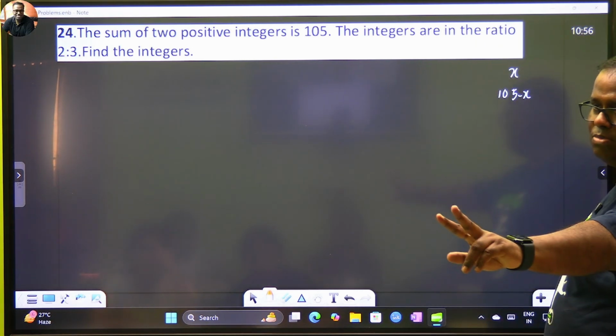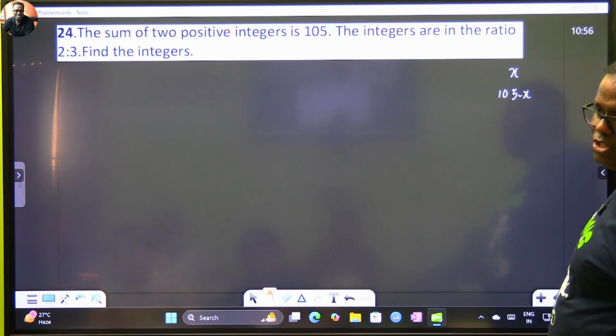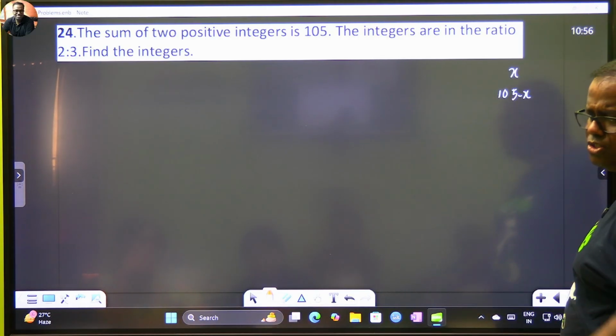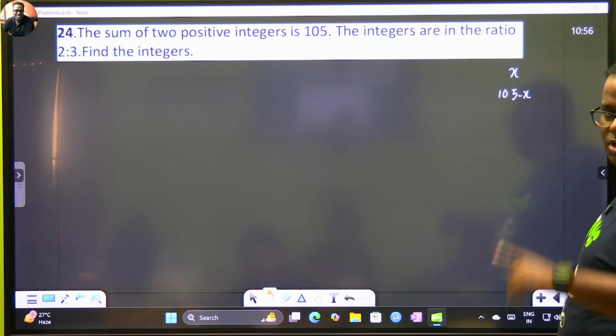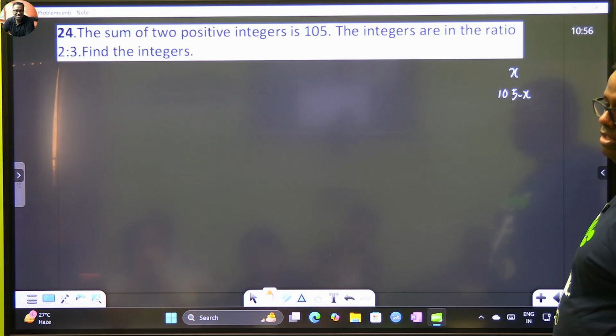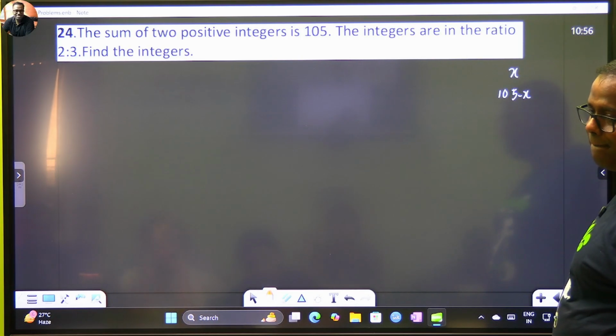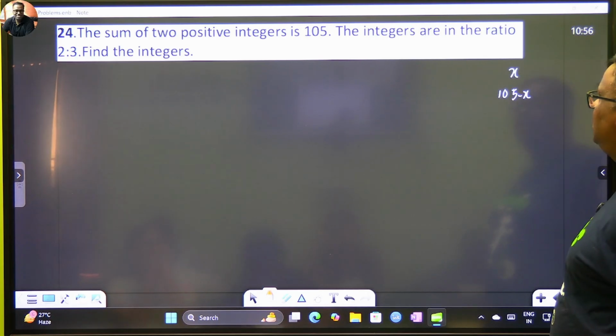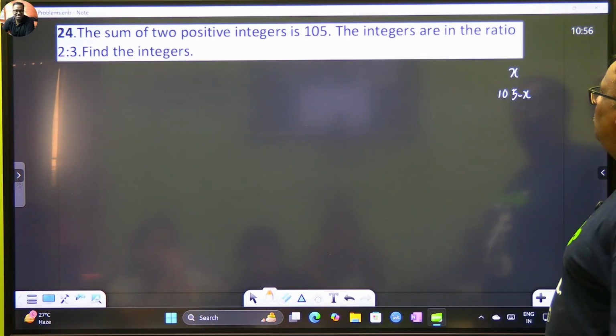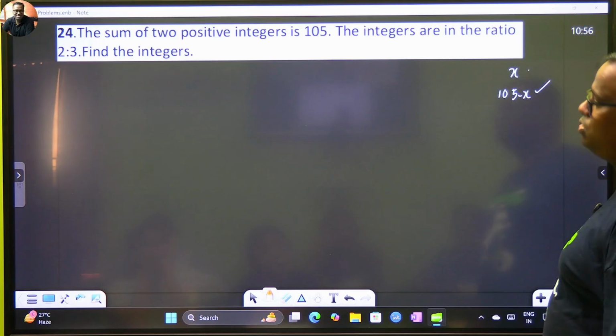Sum of two numbers is 7. If one number is 2, then the other number is 5. How did you get 5? 7 minus 2. Tarvik, did you understand this logic? Right? One number is x and the other number is 105 minus x.